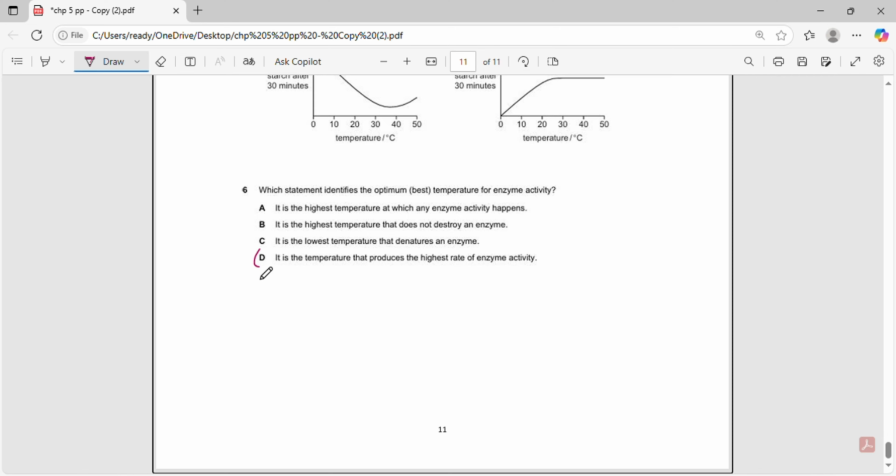And D is the correct answer because it gives the most accurate definition of optimum temperature, the temperature that results in the highest rate of the enzyme-catalyzed reaction.